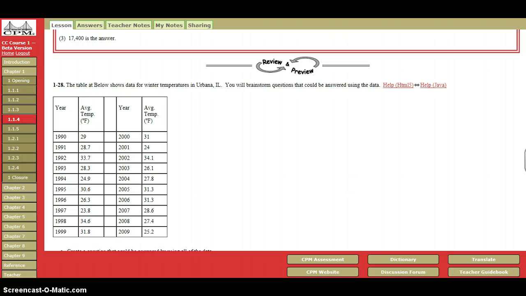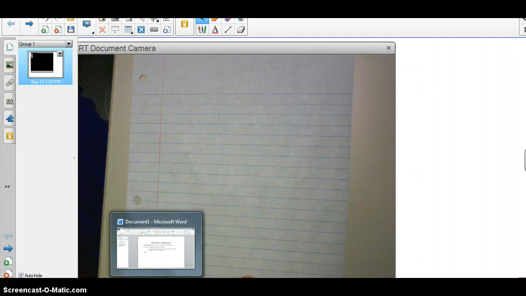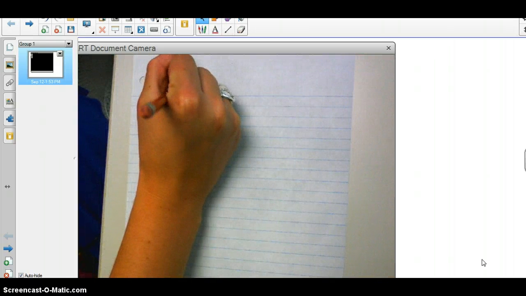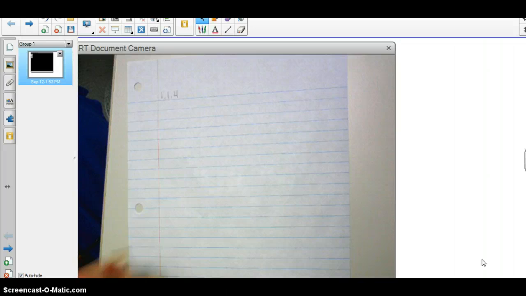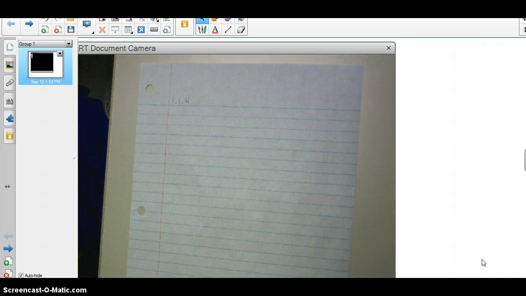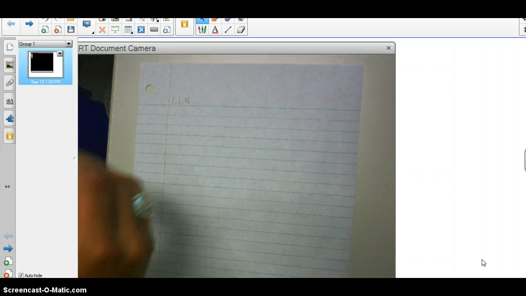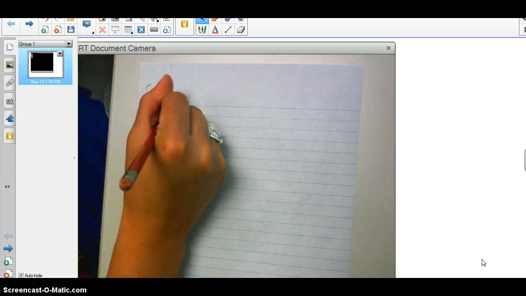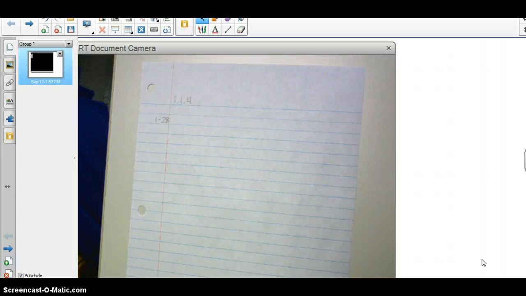So to get started, we always want to work on labeling our paper appropriately. So you can see here I have my document camera up and ready. So I am going to title my assignment 1.1.4. Remember that I'm using that left margin to keep track of what questions I'm working on. So I'm starting with 128. Do that on your paper now.